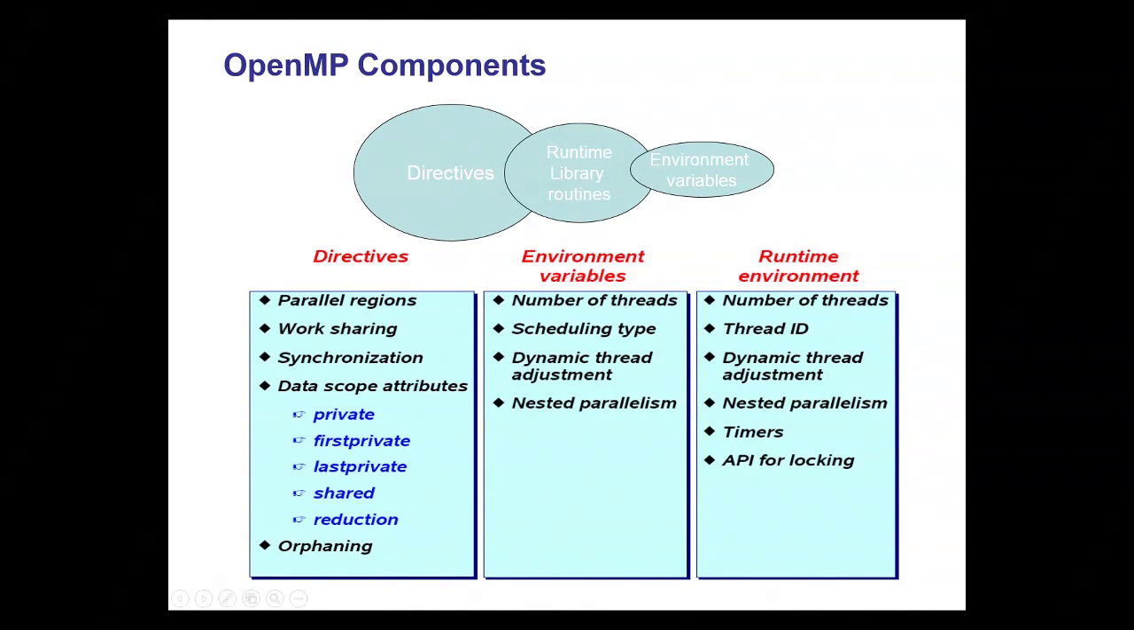There are basically five different categories. The first one always starts with the parallel regions. Then the basic one is work sharing constructs. And then there are some others that are more detailed, to actually let you do your work right.